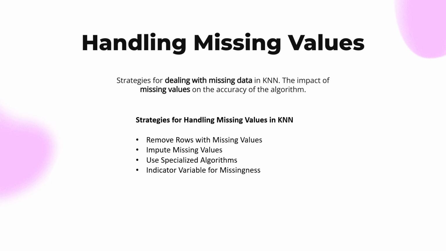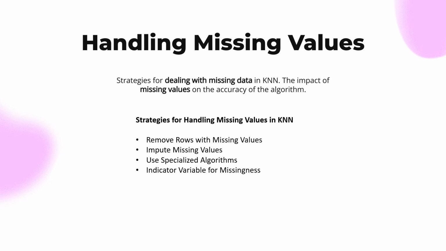Impute missing values. Mean-median imputation. Replace missing values with the mean or median of the feature. This is simple but can introduce bias, especially if the data is skewed. Mode imputation. Replace missing values with the most frequent value. Useful for categorical data.